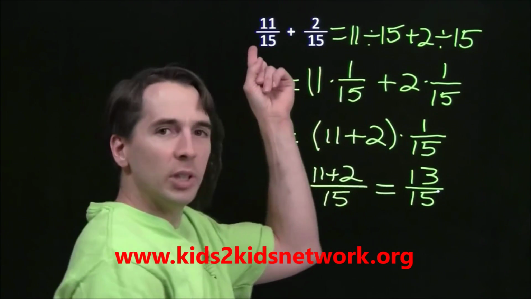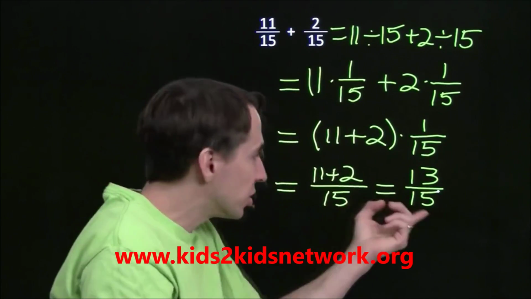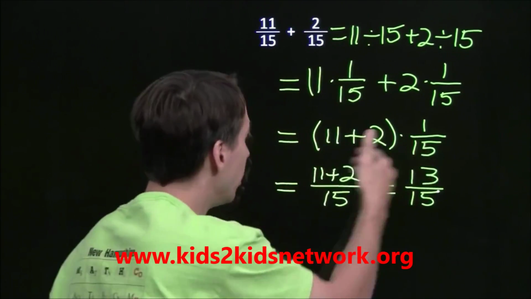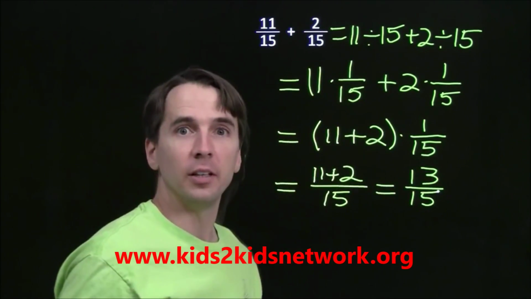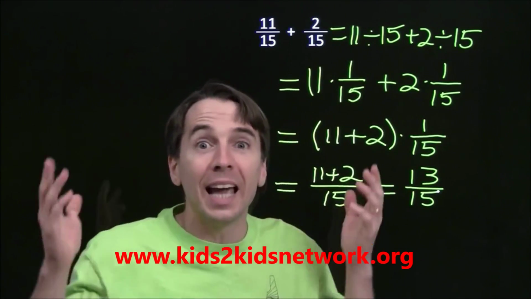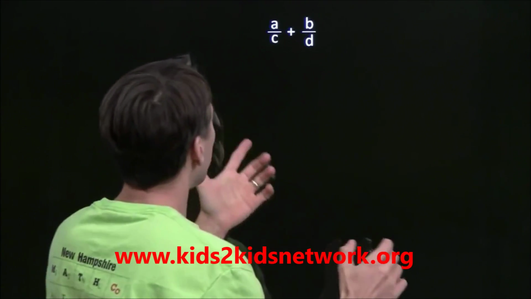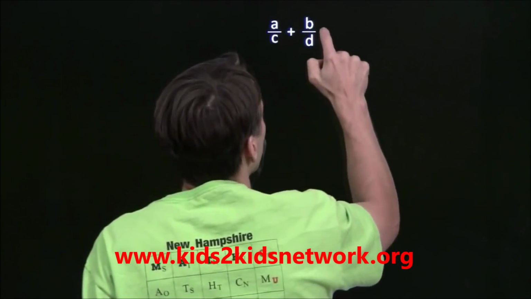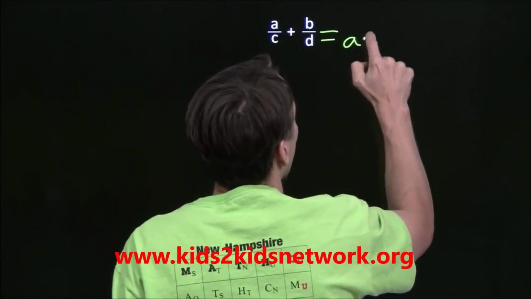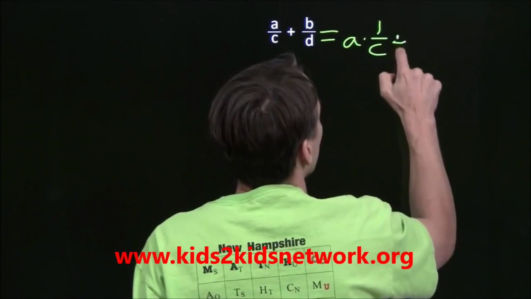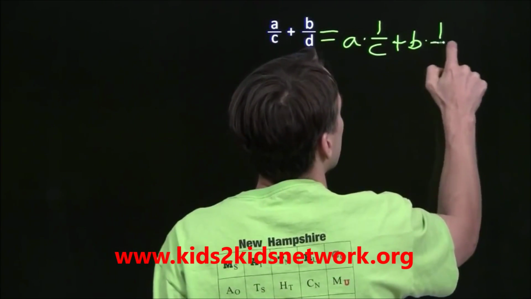Check that out. All we did was add the numerators. Just keep the denominator the same. We get 11 plus 2, all that over 15. Hey, maybe we can do that to add any two fractions. Let's try that out. So let's see. Our first step before was, we're going to try the distributive property. We'll write this as a times 1 over c plus b times 1 over d.